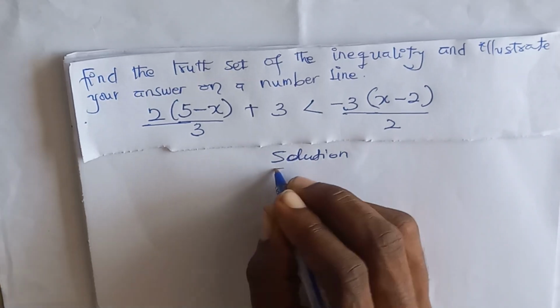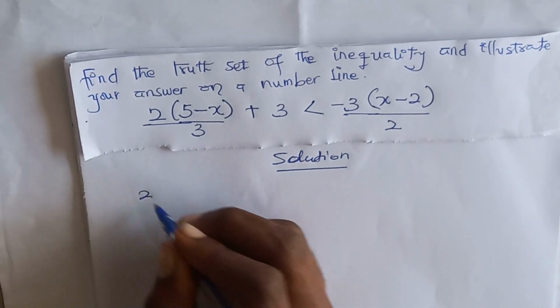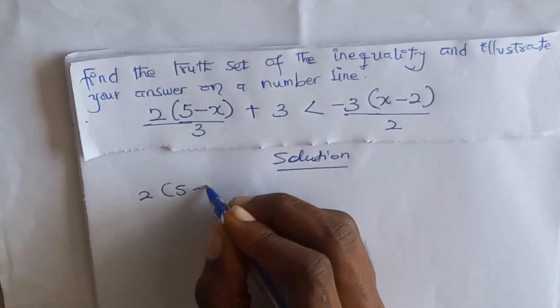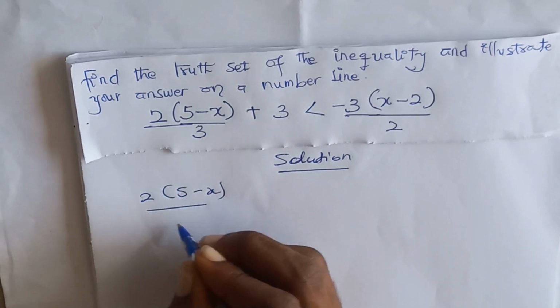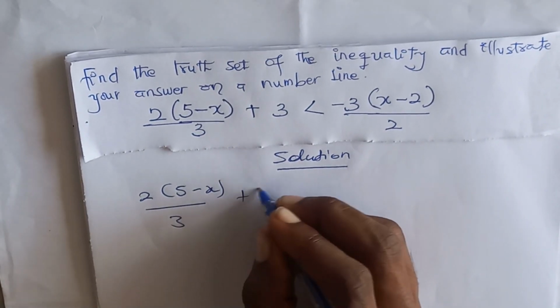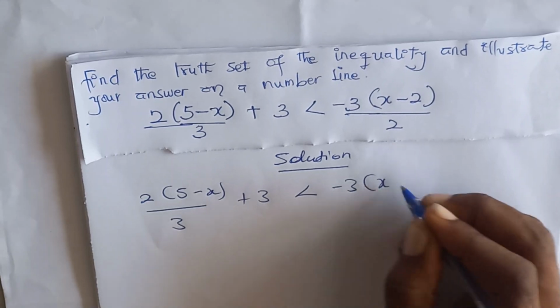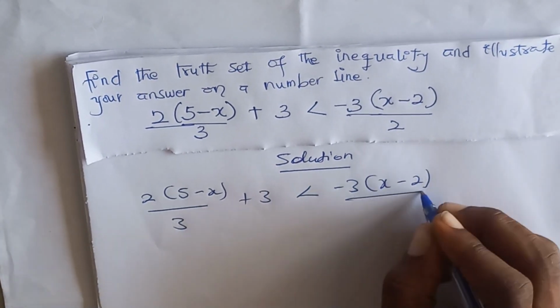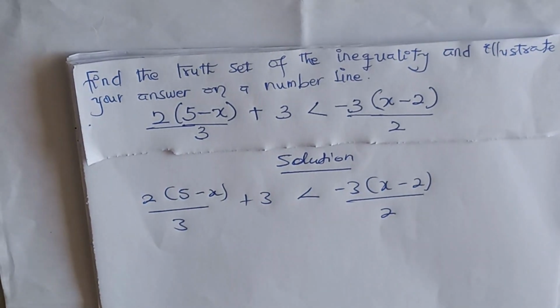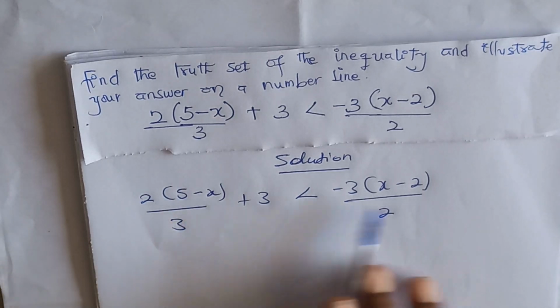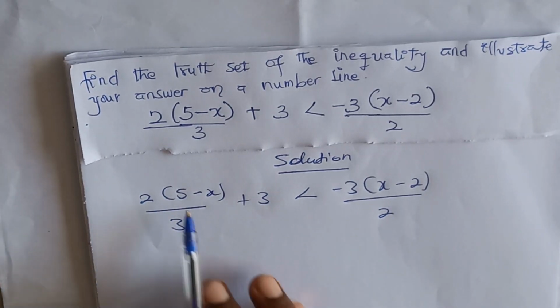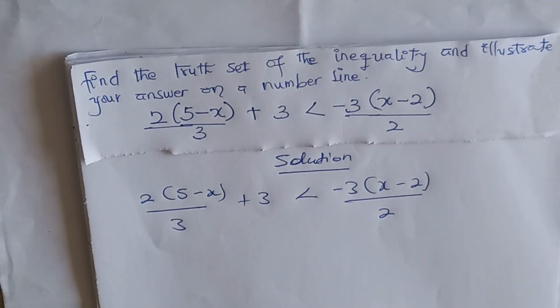So solution, we have 2 divided by (5 minus x) all on 3, plus 3, less than negative 3 bracket x minus 2 all on 2. So we need to expand the bracket first, okay? Let's expand the bracket first.